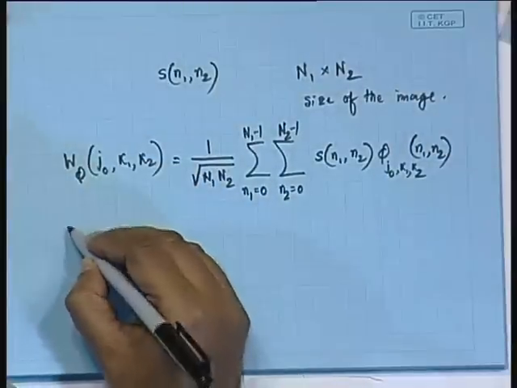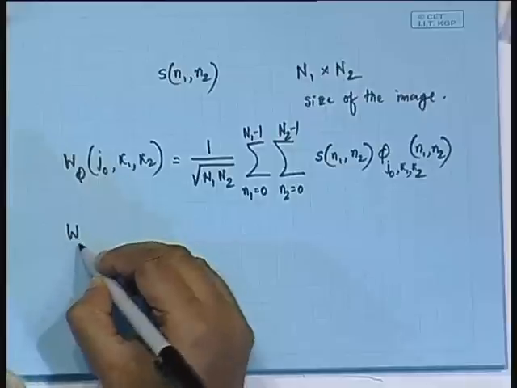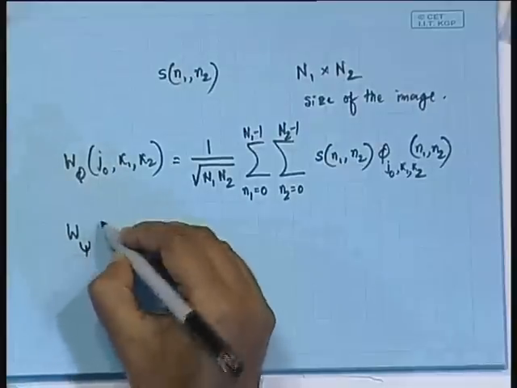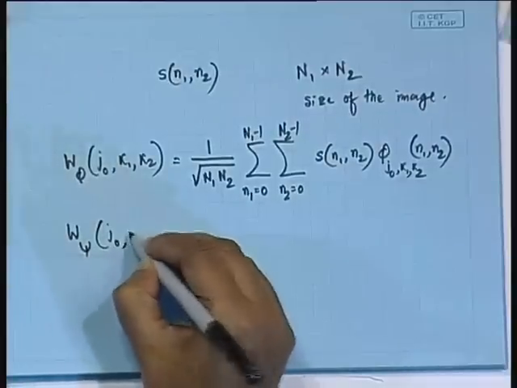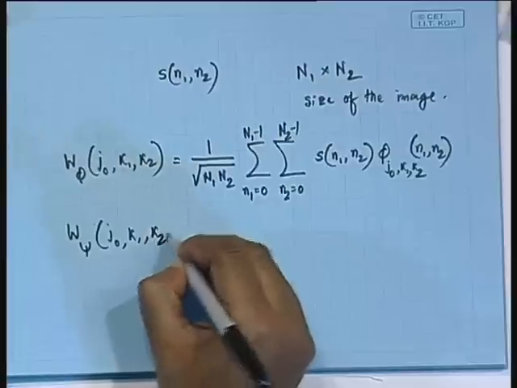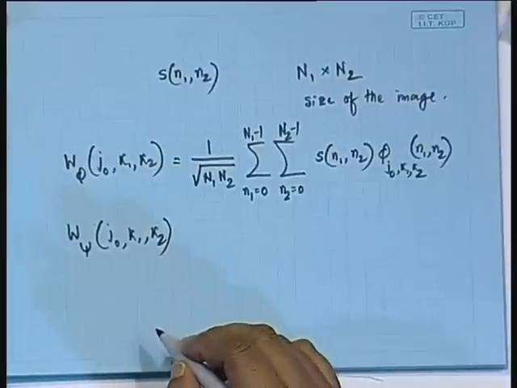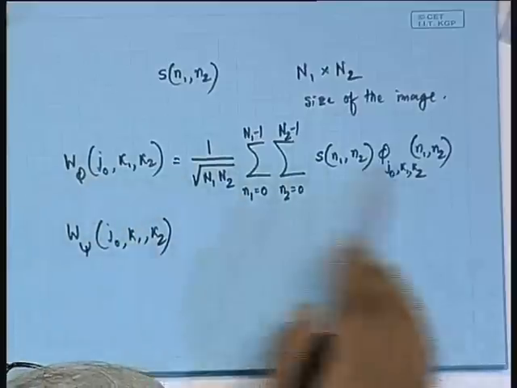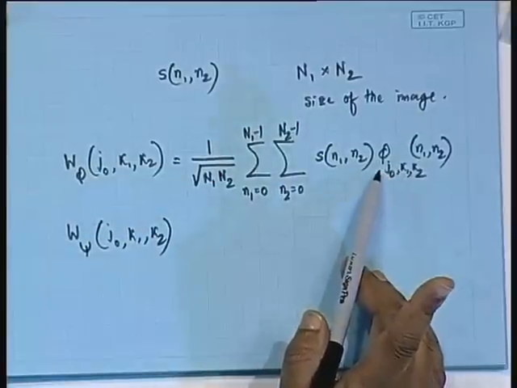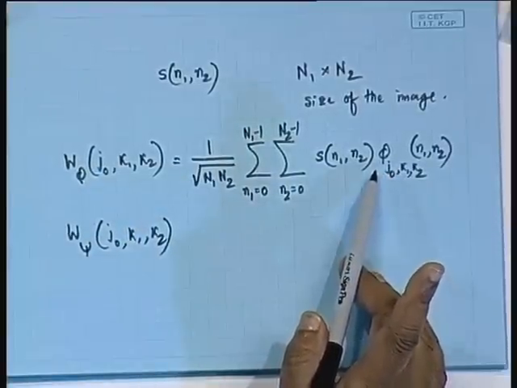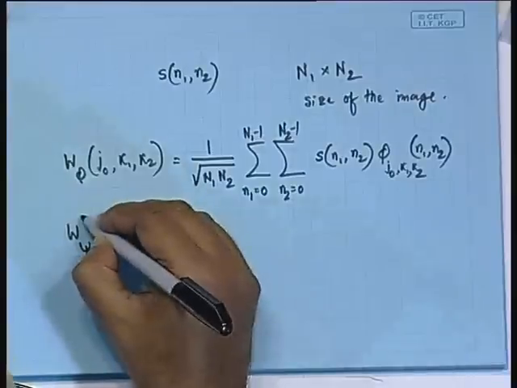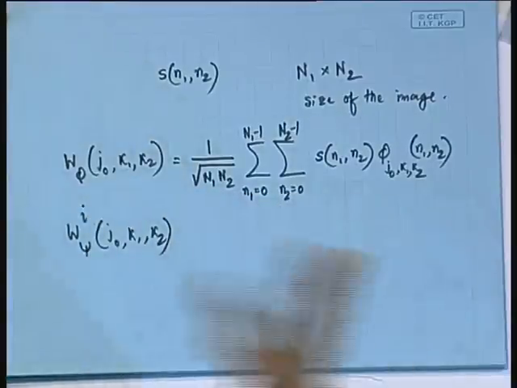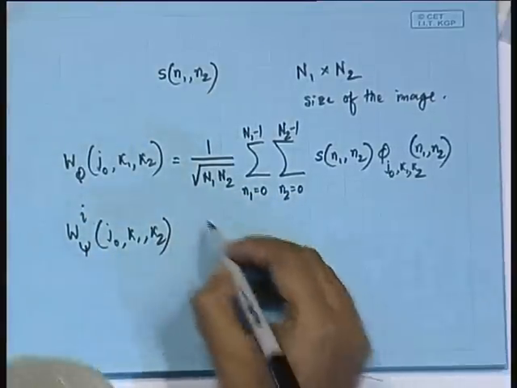And similarly, we will be obtaining the W psi, J0 K1 K2, but mind you, for the low pass filter we are having only one subband, whereas for the high pass filter we are having 3 subbands. So, essentially we are going to use a superscript I, which I will be explaining very shortly.